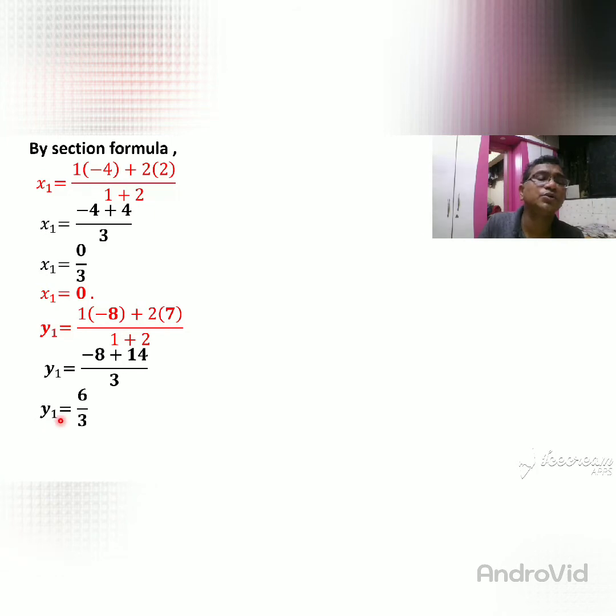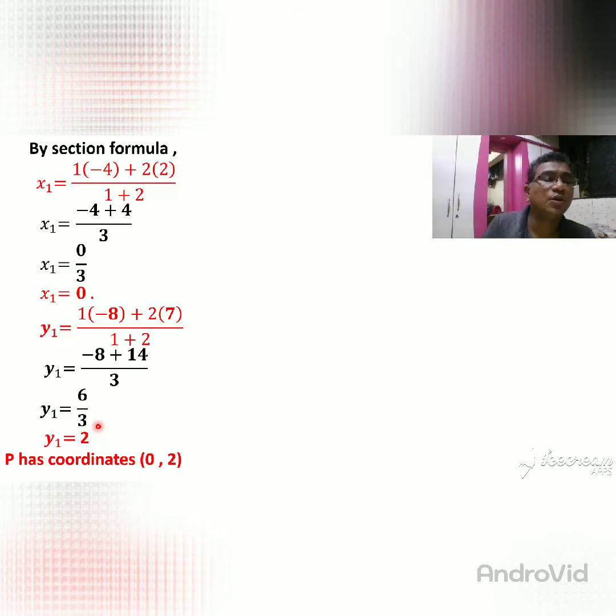Okay, y1 is equal to 6 upon 3. 3 2s are 6, so y1 is equal to 2. In such a way you are finding the x1, y1. Okay, so this is the P point. The P point's coordinates are (0, 2). This is x1 = 0, y1 = 2. This is the P point's coordinates.